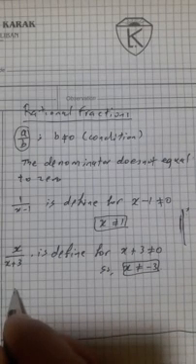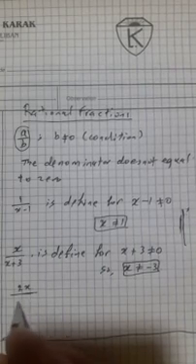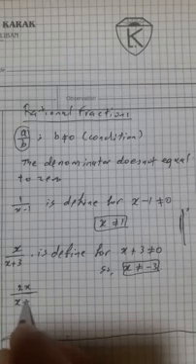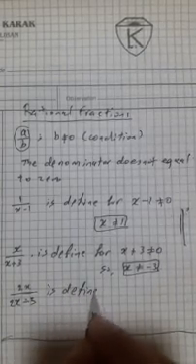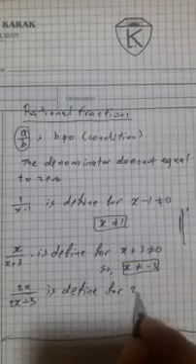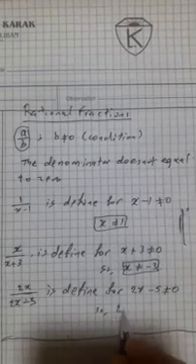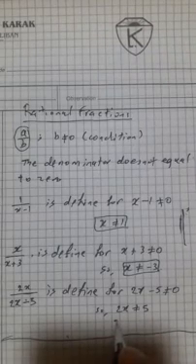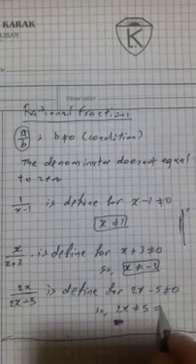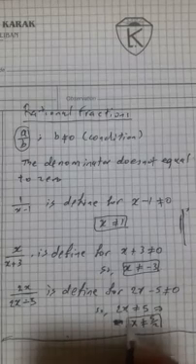Third example, 2x over 2x minus 5 is defined for 2x minus 5 does not equal to 0, so 2x does not equal to 5, so x does not equal to 5 over 2. This is the answer.